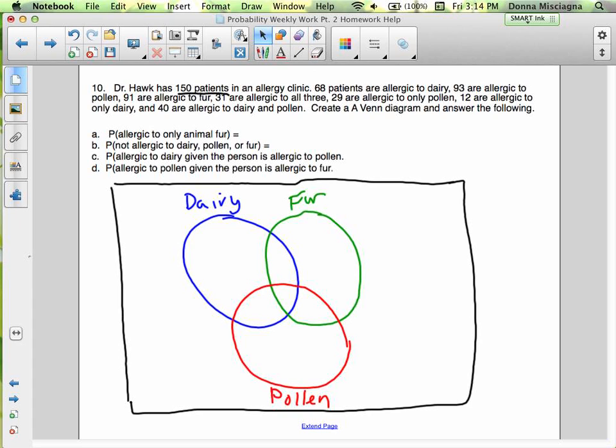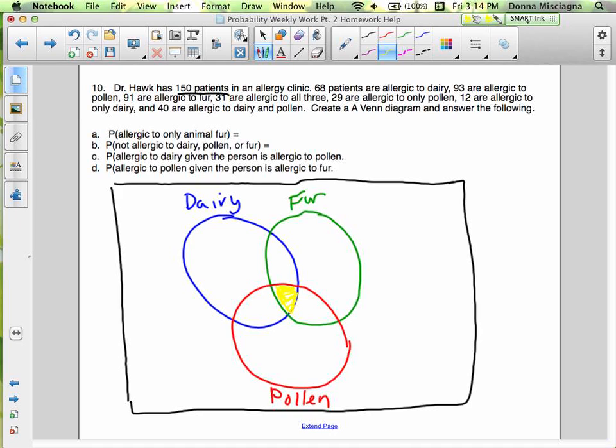All right, my helpful hint is to fill in. I'll take purple. No, I'm going to get yellow. That's fine. Fill in this section first, the one that has all three, all right? And then you can go from there.